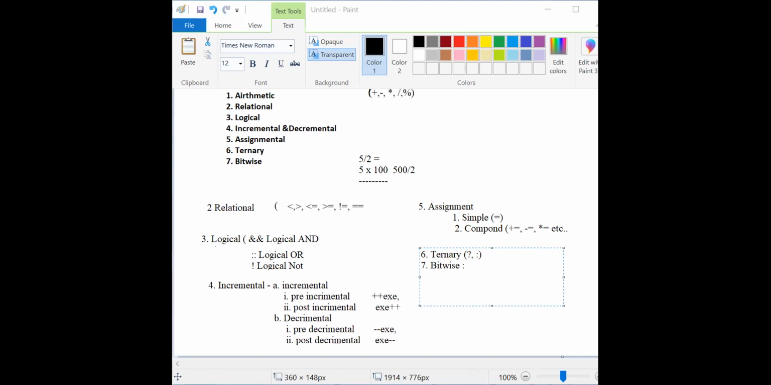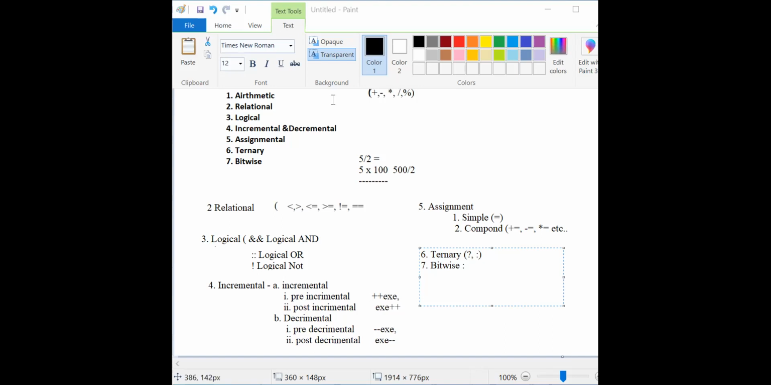What about the other operations? Increment, decrement, sir. No, I am not asking about increment and decrement. Why are you calling them unary operators? Increment, decrement and assignment operators are all unary operators. Why?